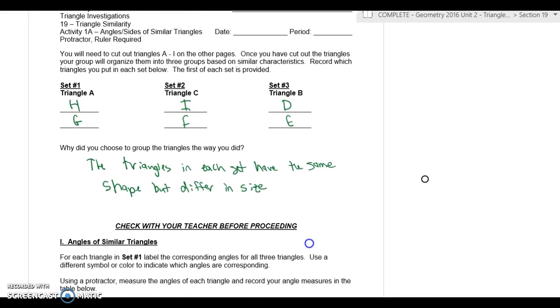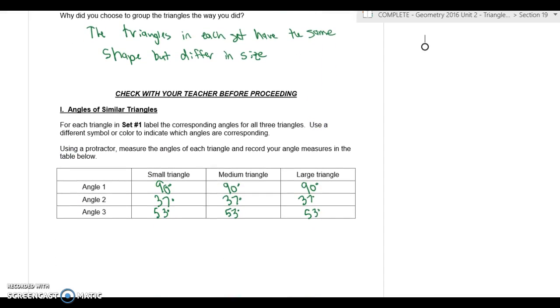We took triangle A, H, and G, and we measured the angles using a protractor. We said that angle 1 was the right angle, or what appeared to be the right angle. It turned out it was. And for each of those triangles, notice that the angle was 90 degrees. It's exactly what we expected to happen. Angle 2, one of the other angles that corresponded, again, we want to make sure that they lined up in the correct spot. Those are all 37. And then our third angle was 53.